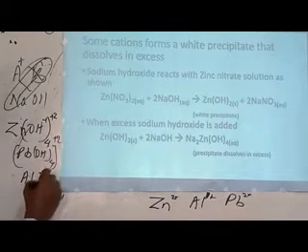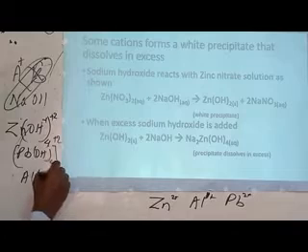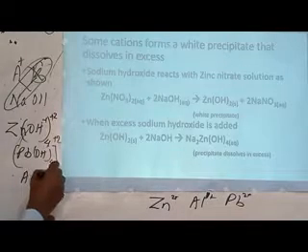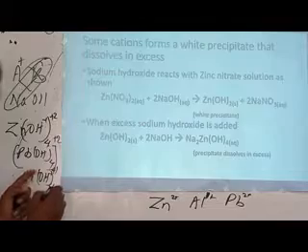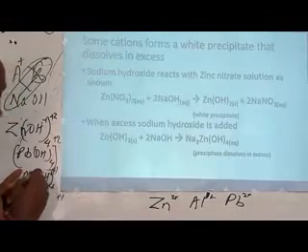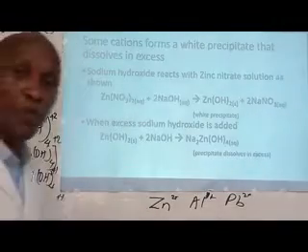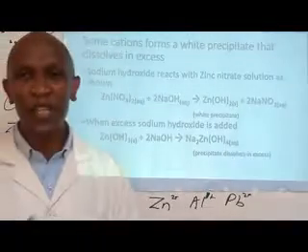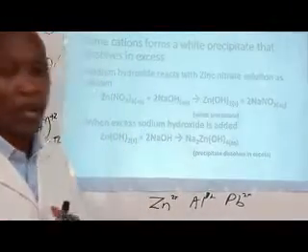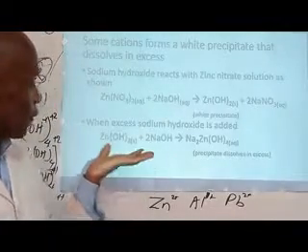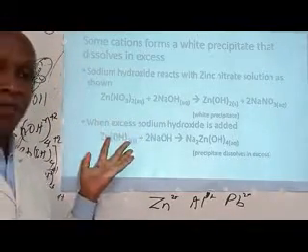Then aluminium will form the tetrahydroxy aluminate with a charge of positive 1. Why positive 1? -1 times 4, -4. -4 plus 3, that is positive 1. So that is a tetrahydroxy aluminate. So then, when you add excess sodium hydroxide to a solution that contains some cations, you may see a white precipitate that dissolves in excess.